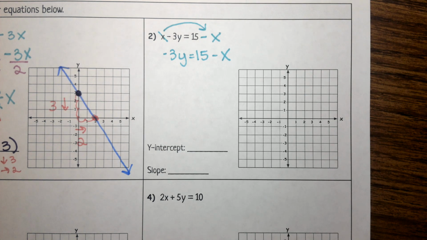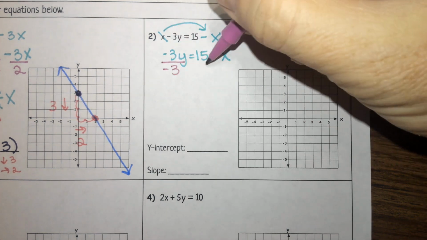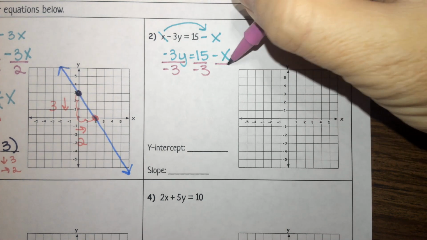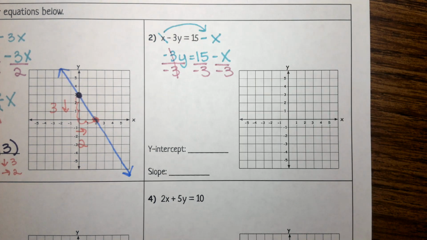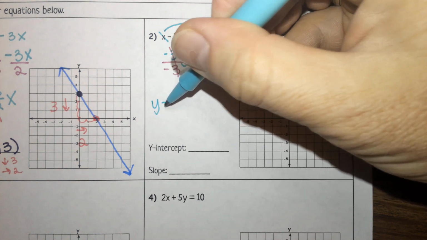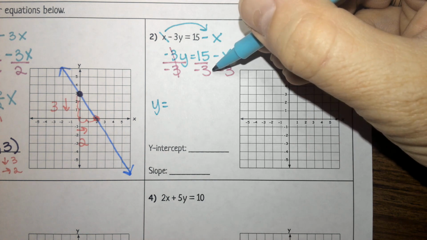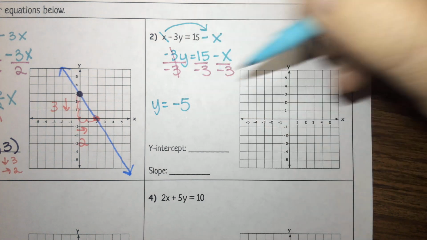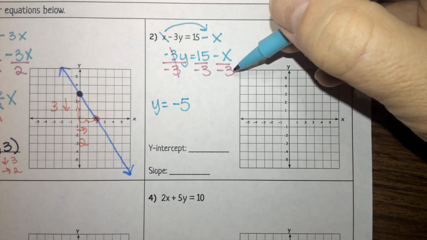And now I divide by the coefficient of y. So divide by negative 3. Okay, so by doing that, we get y equals, which is what we want. And then we simplify. 15 divided by negative 3 is negative 5. And negative x divided by negative 3.